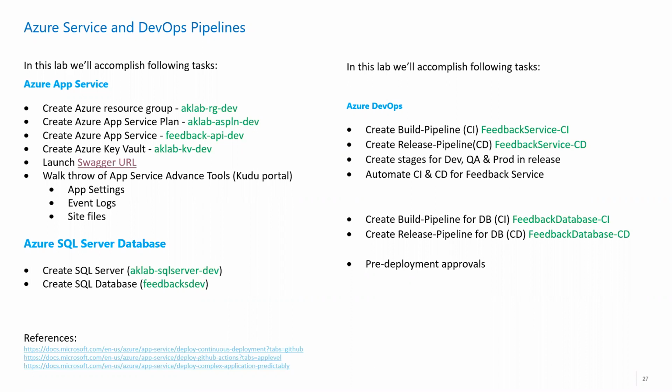And then I will also walk through some of the advanced tools, the Kudu portal settings, like where to see my app settings, and where I look at my logs in case there are any errors in the application app service. Where can I see those logs? And also you might be wondering how to see those files when I'm deploying my code in Azure. Where can I see those files? What is my source code getting deployed? So all that I'm going to cover as part of this video.